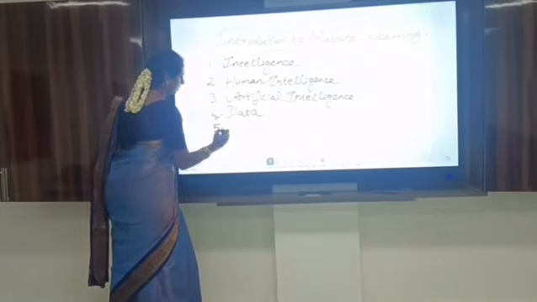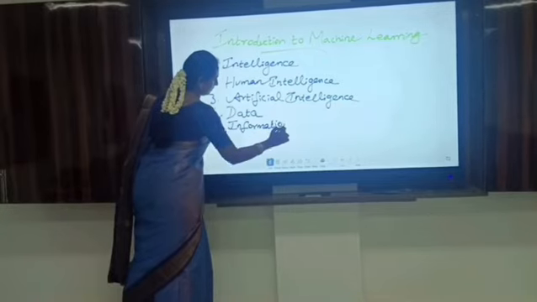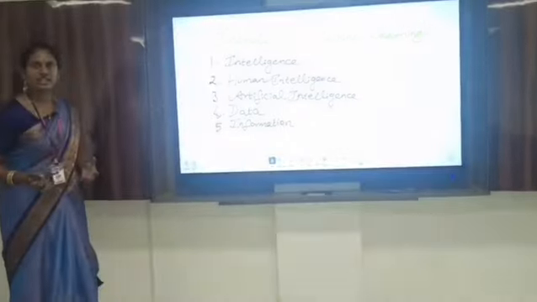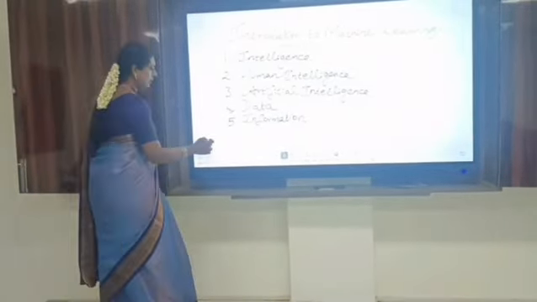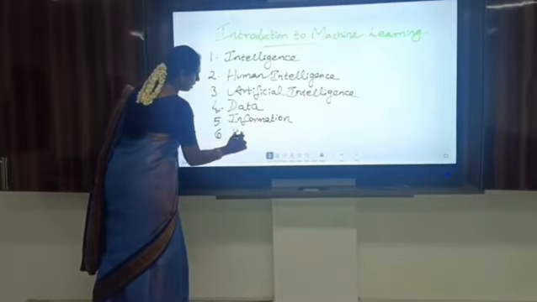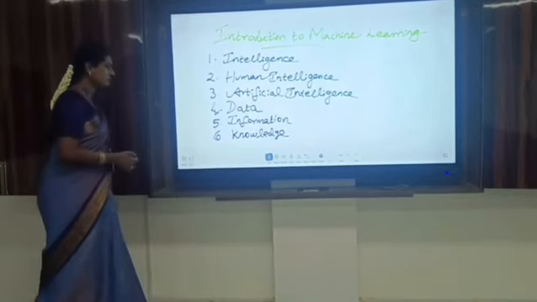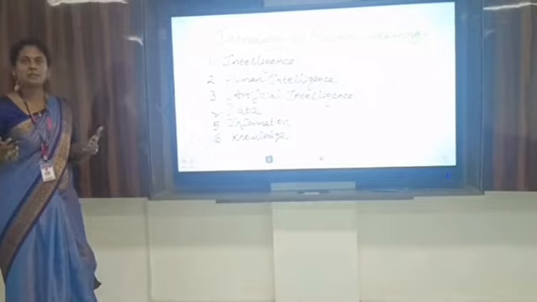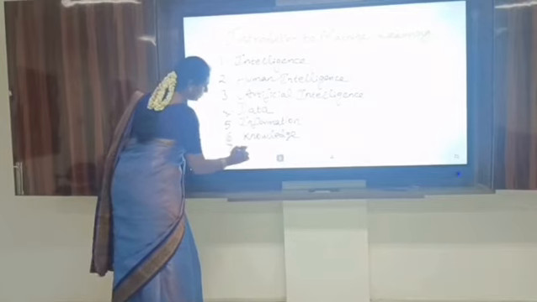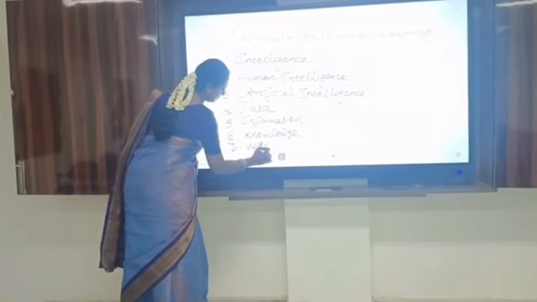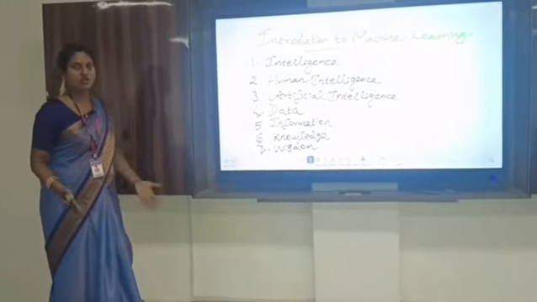And the next one is information. It is processed data that refers to a summarized, organized and analyzed form of data. And the next one is knowledge. Knowledge is the collection of skills a person has acquired through experience. And the last one is wisdom. Wisdom is also about knowing when and how to use your knowledge.